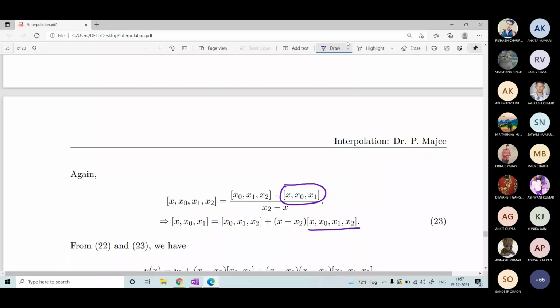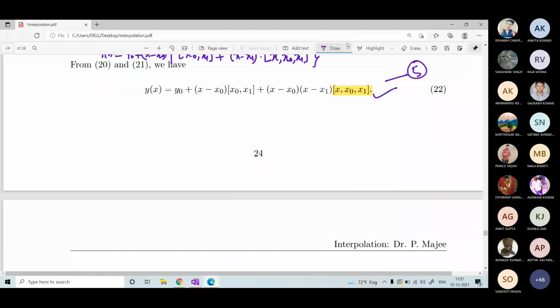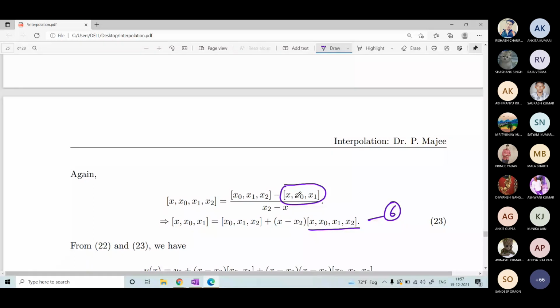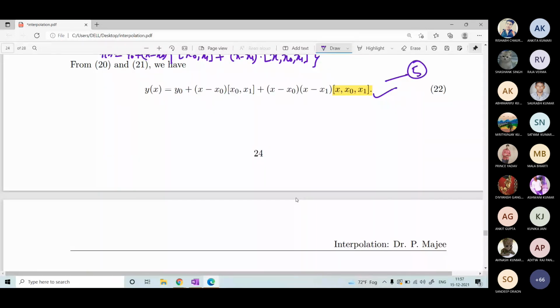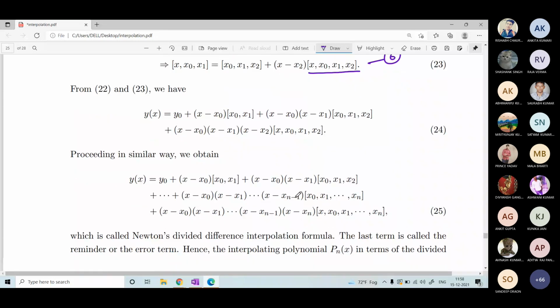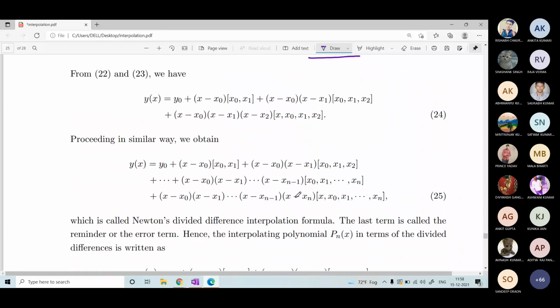So you call it equation number 6. In equation number 5, you have to find the values of x naught, x1. They are the divided difference, and now you have done it in equation number 6. So substitute that value in equation number 5, and you keep on doing it until all data points are consumed in this process. If you repeat the process, ultimately you will end up with this formula.